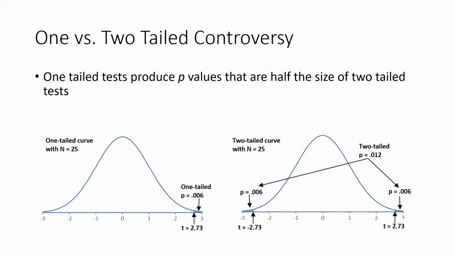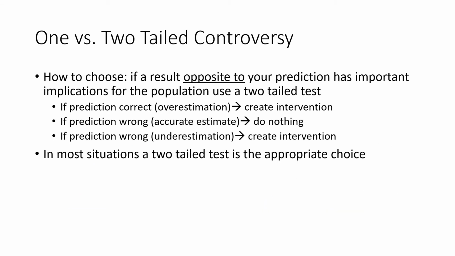Now, how should you choose? You shouldn't just choose a one-tailed test because you want to have stronger evidence. There should be a rationale for why you can use a one-tailed test. Unfortunately, in most situations, a two-tailed test is more appropriate. So how do you choose between a one-tailed and a two-tailed test?